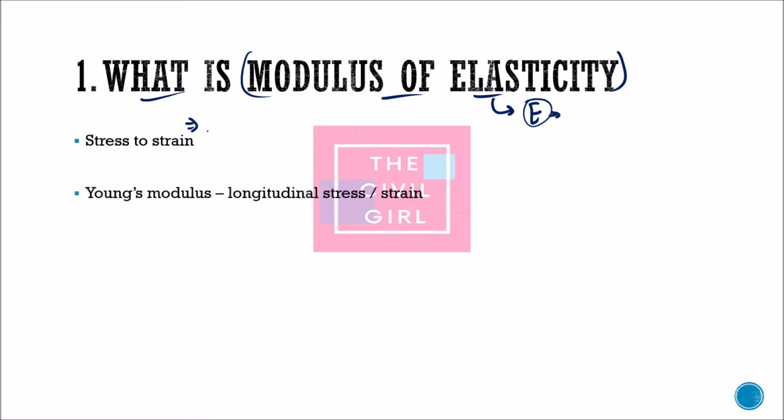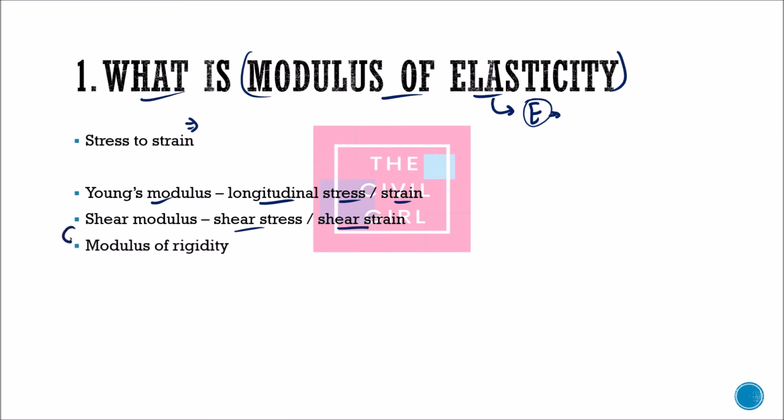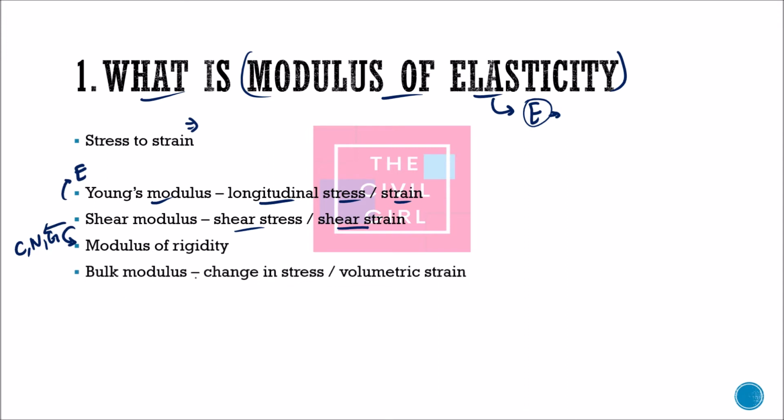So let us see what is Young's modulus. This is the ratio of longitudinal stress by strain. Shear modulus is shear stress by shear strain, and it also goes by the name modulus of rigidity. Shear modulus is denoted by either C or N or G. You can keep compressed natural gas in mind to remember this. Young's modulus is denoted by E. Next is bulk modulus. Bulk modulus is change in stress by volumetric strain, and it is denoted by K.